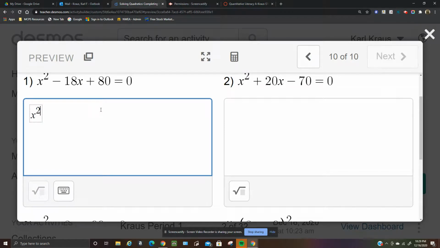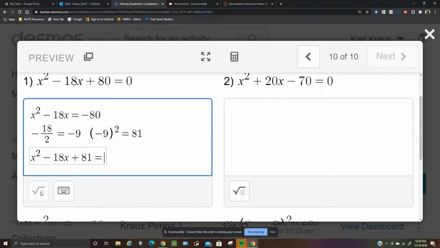So x squared minus 18x equal negative 80. And then complete the square. Negative 18 divided by 2 is negative 9. Negative 9 squared is 81. X squared minus 18x plus 81. So add 81 on the other side.